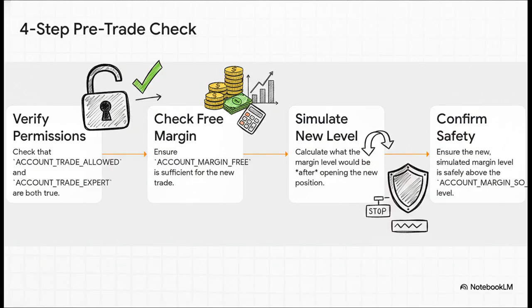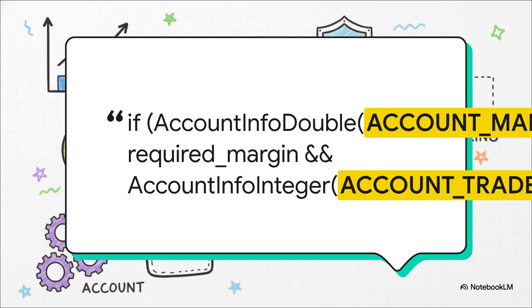Step 3, and listen up because this is the real pro move. You need to simulate the impact. Before you pull the trigger, calculate what your new margin level would be after the position is opened. And that leads to step 4, confirm your safety buffer. Make sure that new, simulated margin level is still safely, comfortably above that account margin so level. This is so important because a trade that looks good on paper could be the exact one that pushes you over the edge. And when you put this into code, it can look as simple as this.